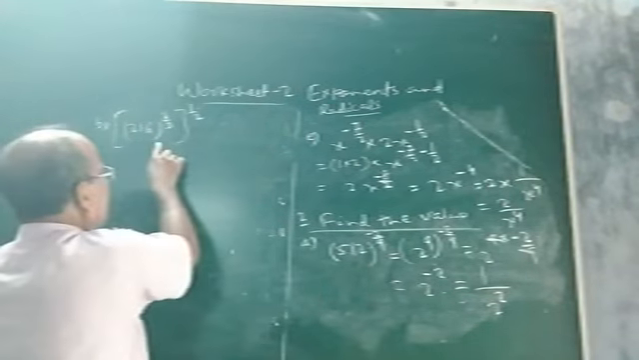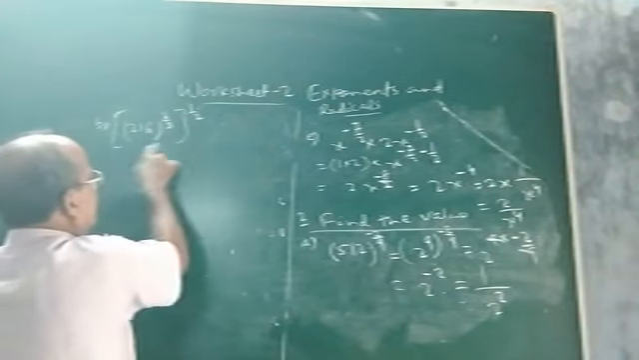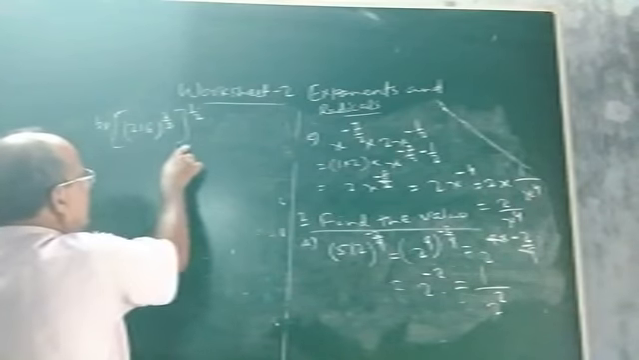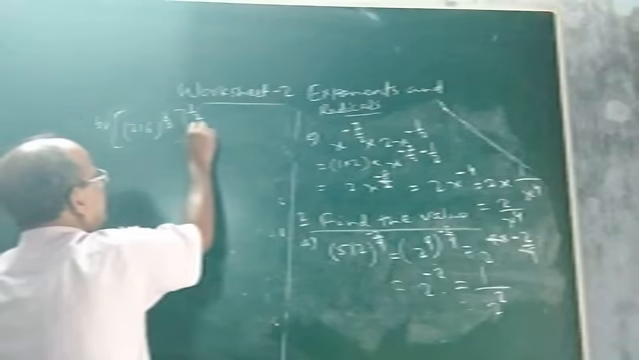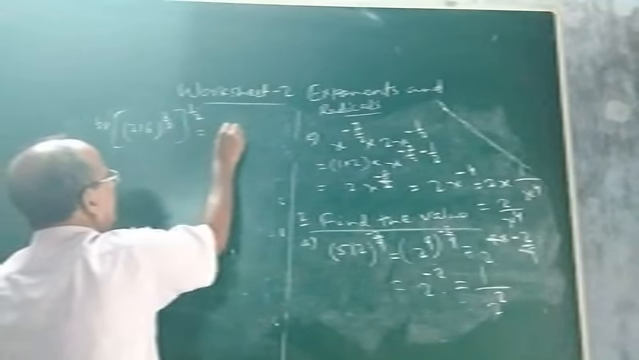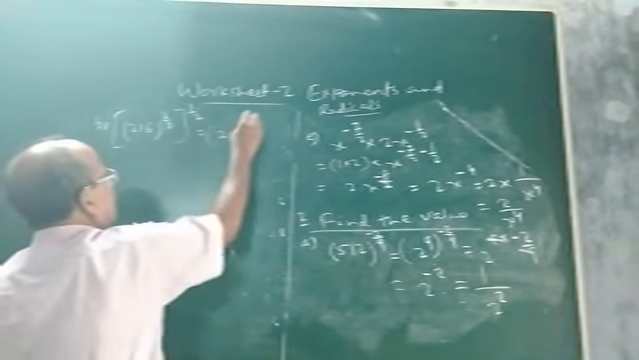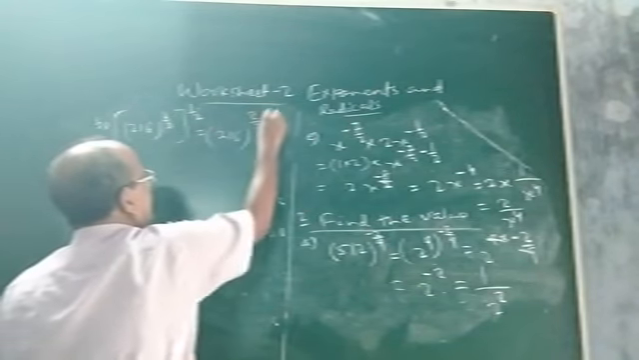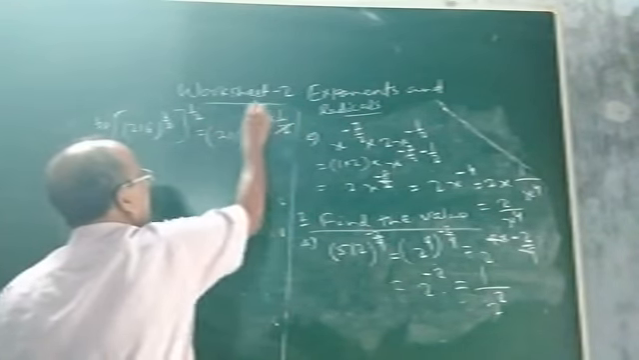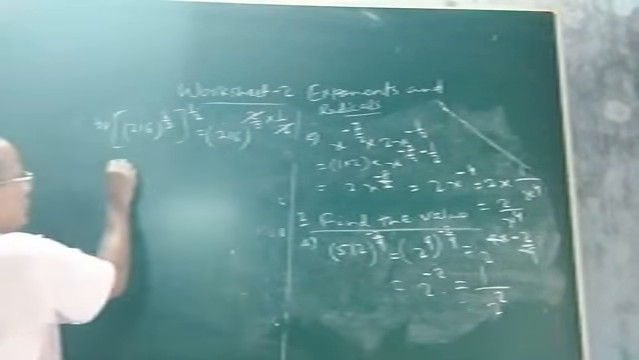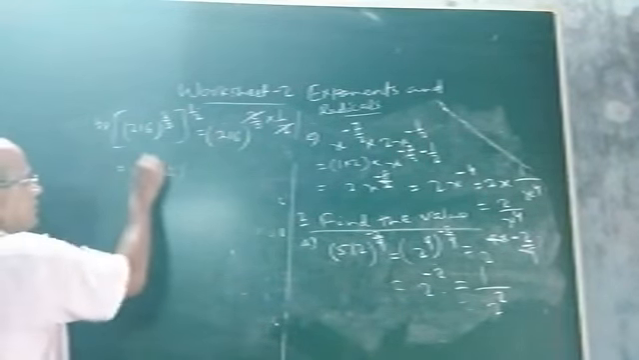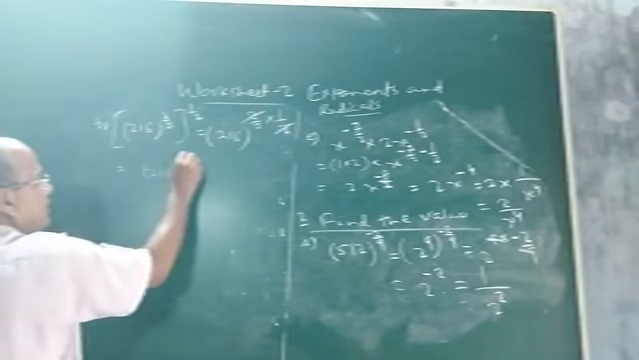Now to find the value of this, first you omit this outer bracket. To omit this outer bracket, you multiply this one and this one according to the law of exponent. So it will be 216 whole to the power 2 by 3 into 1 by 2. Now 2 cancel. So what is left? 1 by 3. So 216 to the power 1 by 3.